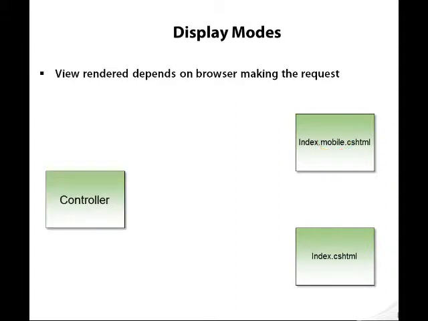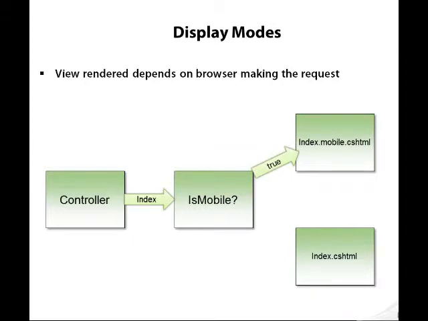And let's say the home controller tells the runtime to render a view named index. The runtime will look at the browser making the request and figure out what it is just by looking at the user agent string and determine if that browser is a mobile browser or not. So for example, if the browser is Opera Mini or Safari on the iPhone, then the runtime will say, yes, it is true that this is a mobile device. And since there is a .mobile.cshtml view available, it will render that view.